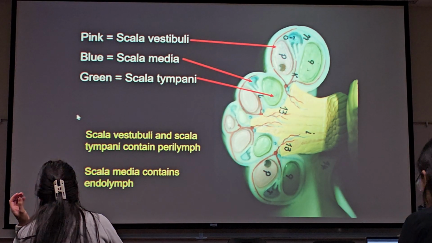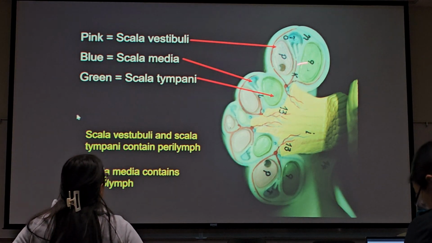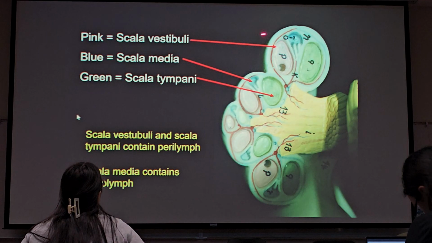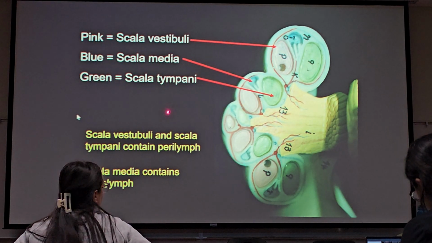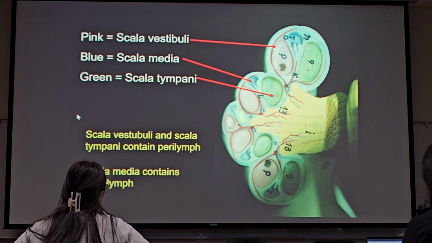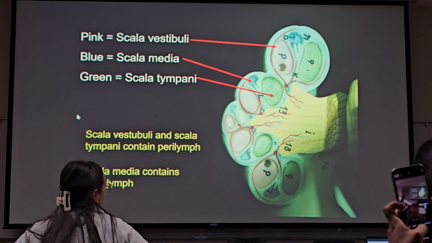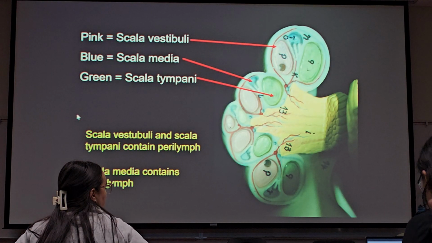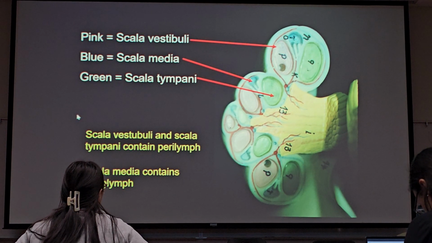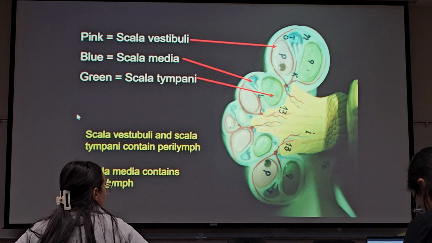Okay, this is from the model. Ours is not color coded, unfortunately. But these structures are on our lab practical list. So when we do the lab, we'll talk about how we'll see them. Our model doesn't make it nice and color coded like this, so we'll use pictures.